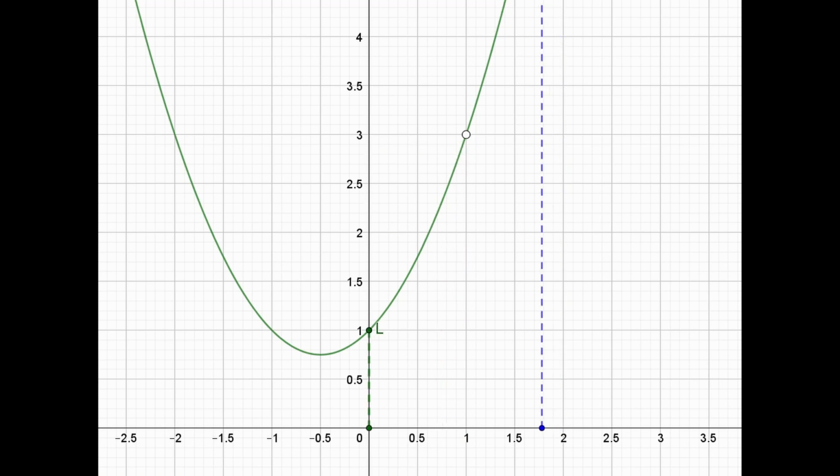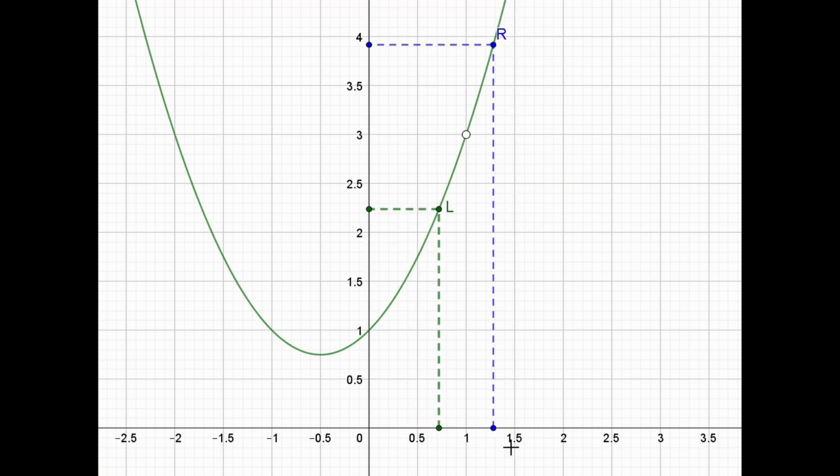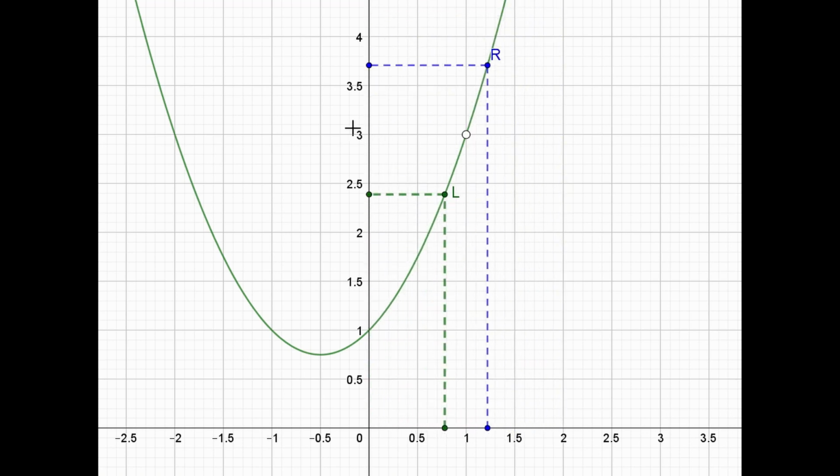Similarly, observe the right side of 1. When the x value is getting closer to 1 from the right side, the function is getting closer to what number? I'll give you 5 seconds to observe the graph. Yes, the right side is behaving the same way. The function is also getting closer to 3. This means that the limit of the function as x gets closer to 1 from either side is 3.